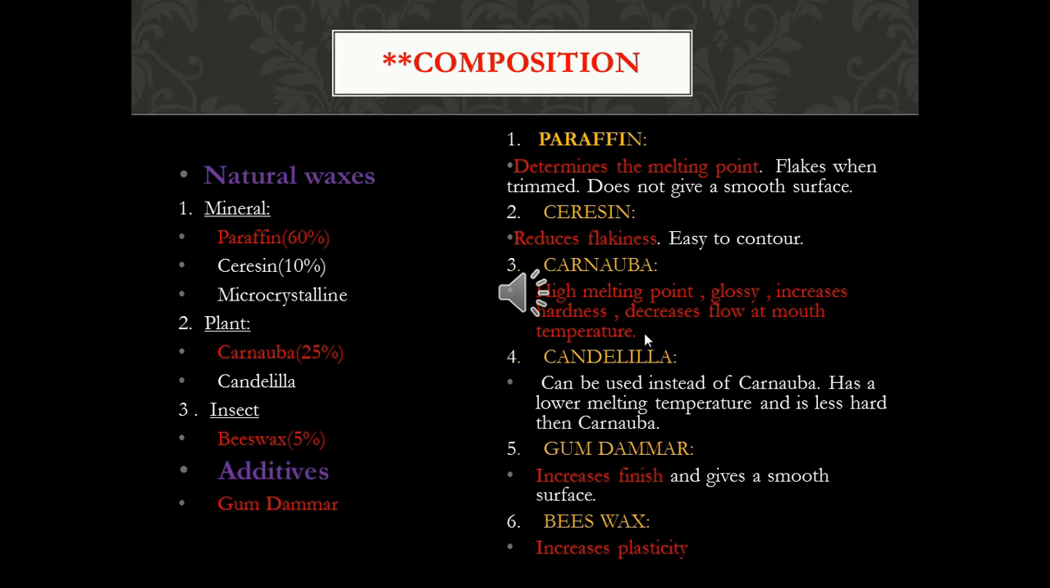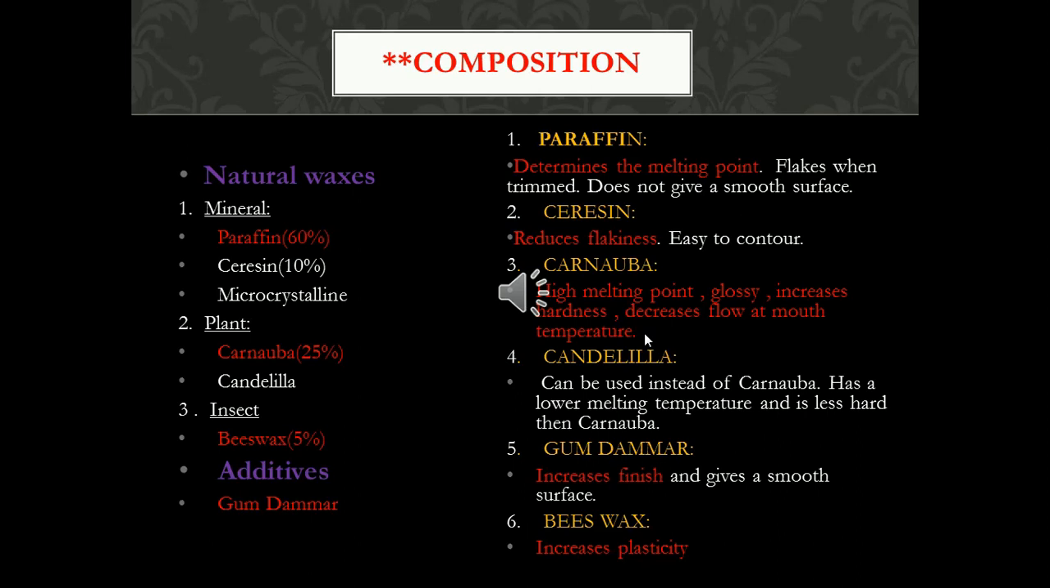In the natural waxes, we have mainly paraffin, which is 60%, sericin, which is 10%, carnauba, which is 25%, and beeswax, which is 5%, and in the additive, gum damar. Now, looking at the constituents separately, paraffin 60% determines the melting point, sericin reduces flakiness, carnauba gives it the high melting point, glossiness, good hardness, and decreased flow at mouth temperature. In place of carnauba, candelilla can be used.